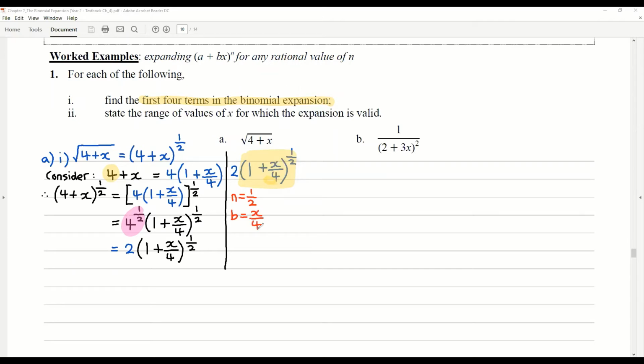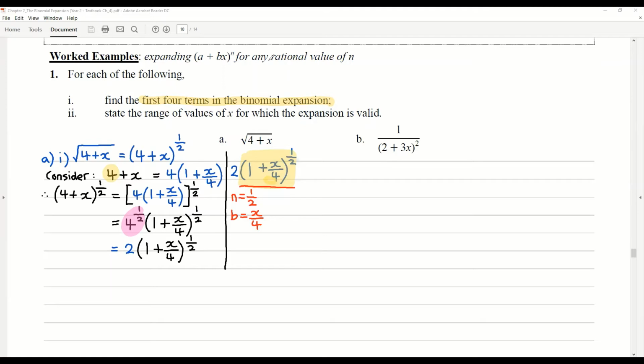Even though you can see it, I recommend stating this. Write down n equals 1/2 and b equals x over 4. That way you're clear about what you're substituting in across the expansion. You can, to some extent, ignore what I've highlighted here now. We just concentrate on the binomial expansion and sub in these two values.